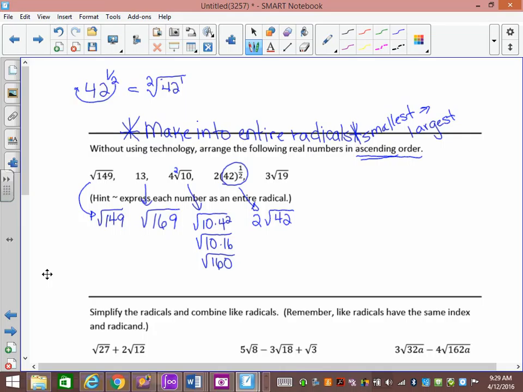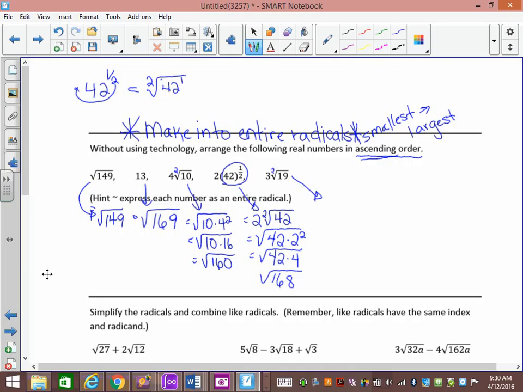And now I need to make it an entire radical in order to be able to list them from smallest to largest. So I raise it to the index, 2 squared, drop it underneath. So 42 times 2 squared, which is 42 times 4. Is that 168? 42 times 4? So square root of 168. So right now I have root 149, square root of 169, square root of 160, square root of 168, and then this one I have to drop underneath again.